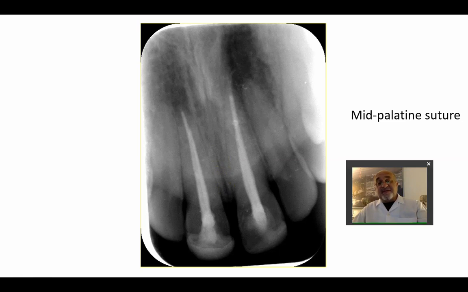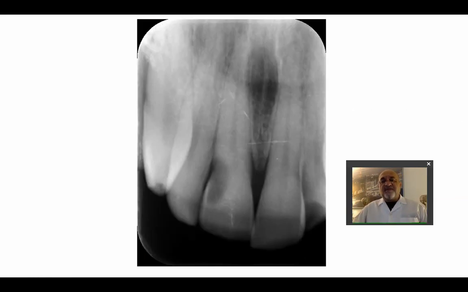And please, sometimes I have seen cases where this line has been interpreted as a fracture in the palate. No, before you jump to conclusions, please exclude the possibility of the superimposition of normal anatomical landmarks that are present in the area. The mid-palatine suture is this longitudinal radiolucent line that separates the palate into two halves. It runs in the exact center between the two roots of the upper central incisors.